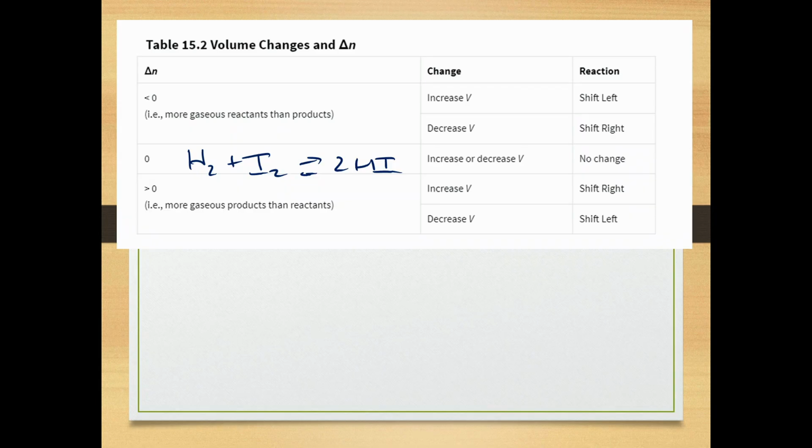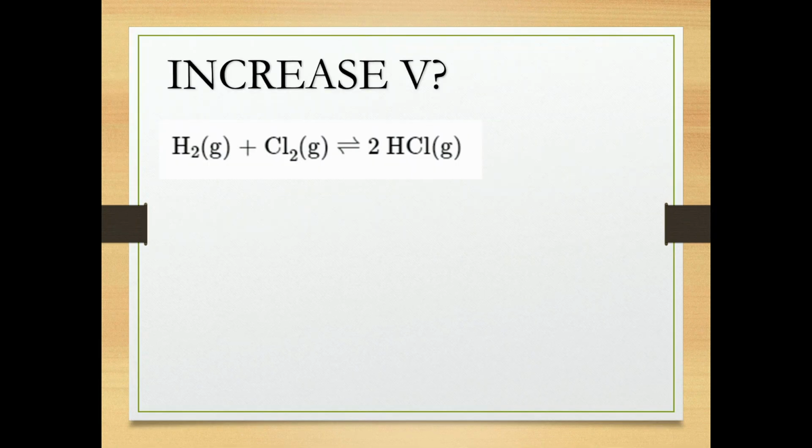Now, if I have more products than reactants, increasing the volume will give those reactants more space, and it will shift more gaseous products than reactants. Increasing the volume should shift it to give those guys more space. Decreasing the volume should shift it to the side that has fewer molecules of gas, and therefore would shift it to the reactants. So H2 plus Cl2 goes to 2HCl. There is no change because the delta N is exactly the same.